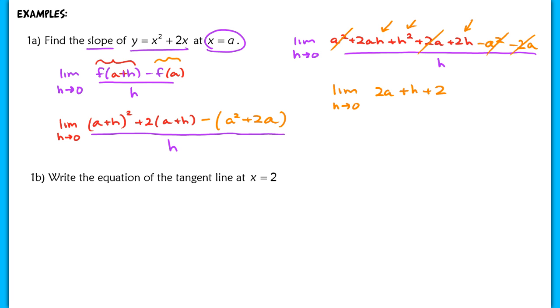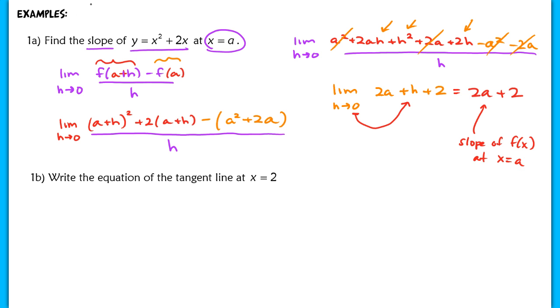Now, to evaluate this limit, remember, algebraically, you can always just substitute that value into your function to see what you would end up with. If I do that, I end up with 2a plus 2. So the limit as h approaches 0 of my difference quotient is 2a plus 2. In other words, this is the slope of your function, let's call it f of x, at any x value, at any x equaling a.